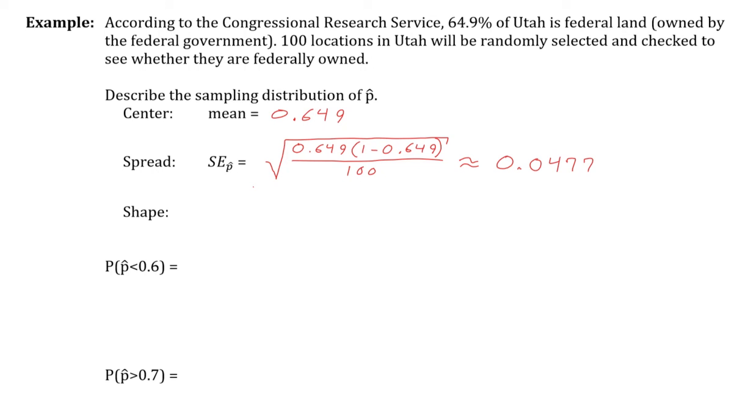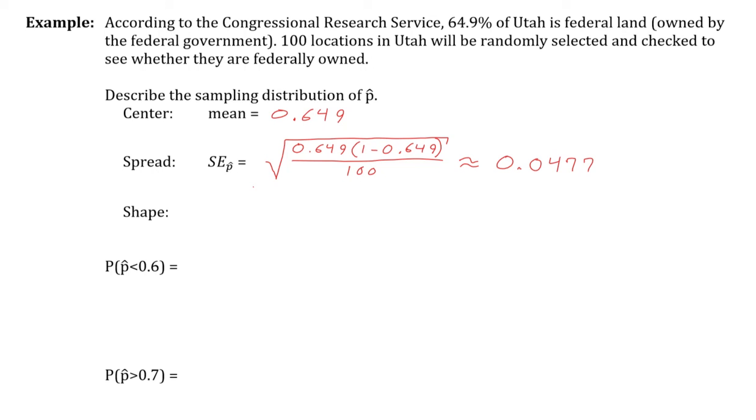Keep in mind that both the mean and the standard deviation for the sampling distribution are both decimal values. The shape of the distribution is a little bit harder to tell, and there's a little bit more that we need to dive into to do that.